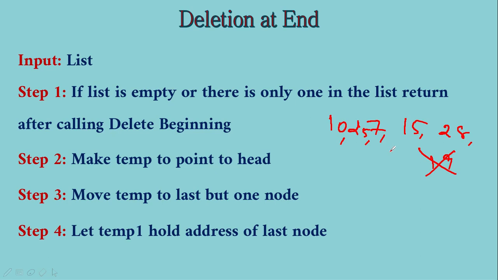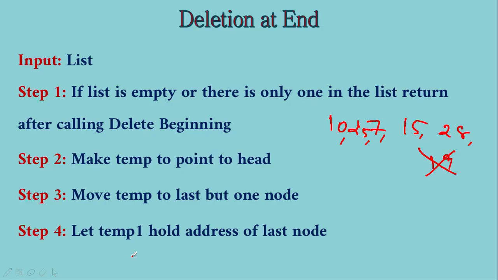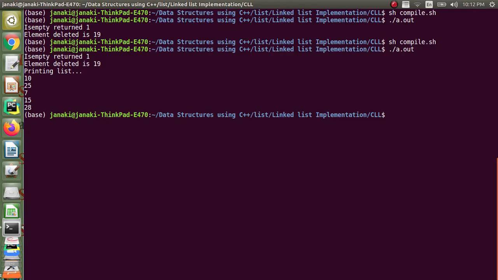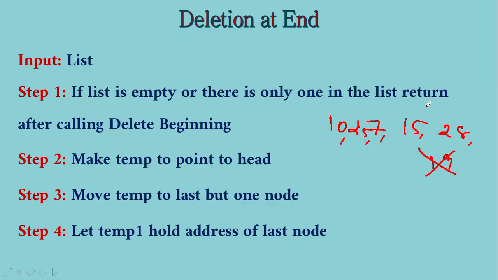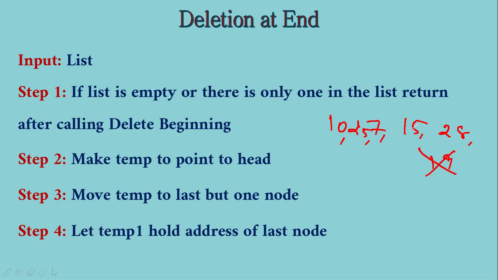One minute. I think we have not invoked print list. Let me check it. Yes, it is commented. So let me uncomment it and compile and run it. Let us check. 10, 25, 7, 15, 28.